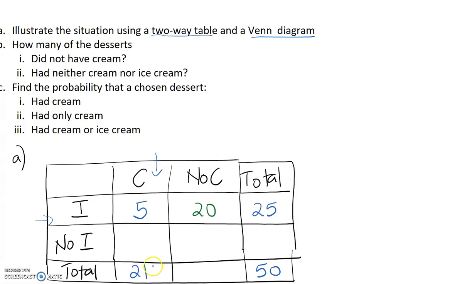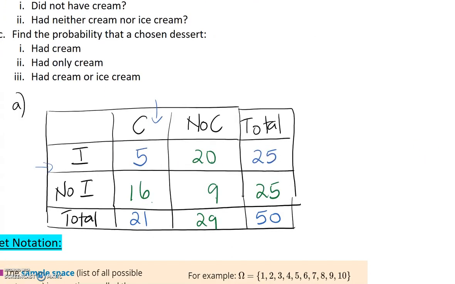Likewise, we'll go backwards. 21 take away 5 is 16. Over here, 50 take away 25 is 25. Then 25 take away 16 is 9. And 20 plus 9 is 29. What we need to take note of is if you add that way, it gives us a total of 50. If you add across, it gives us a total of 50.